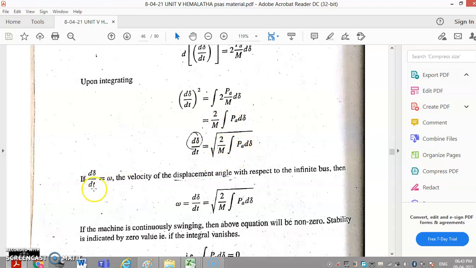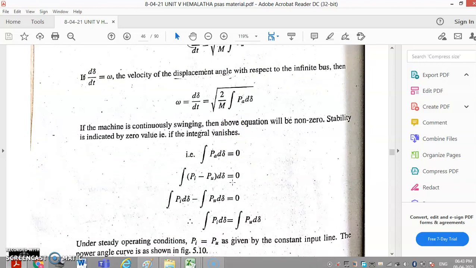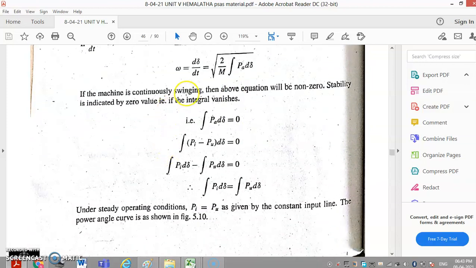So d delta divided by dt is nothing but the angular velocity omega, the velocity of the displacement angle with respect to the infinite bus. Then omega is equal to d delta divided by dt, which is equal to root of 2 by m integration of Pa into d delta. If the machine is continuously swinging, then the above equation will be non-zero. Stability is indicated by zero value. That is, if the integral vanishes, that is integration of Pa into d delta is equal to 0.